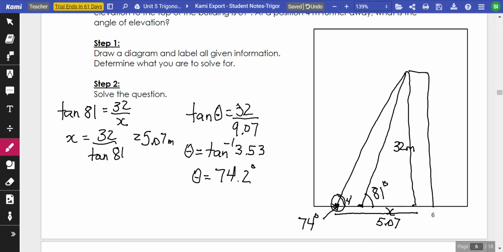Okay, again, we had to solve two different triangles in order to find the information that we were looking for.